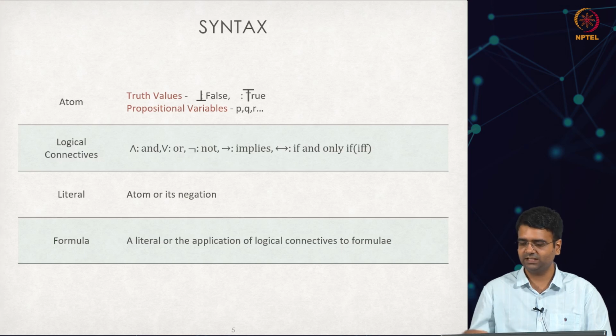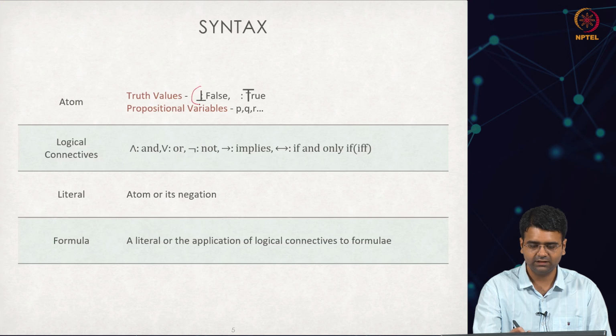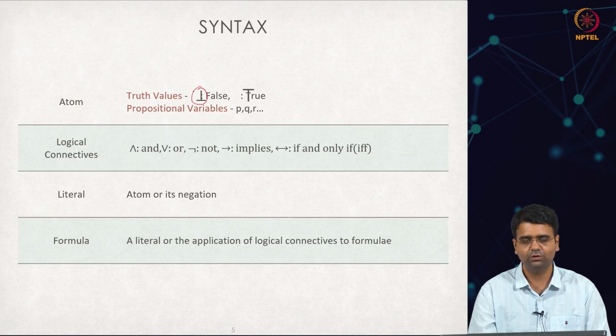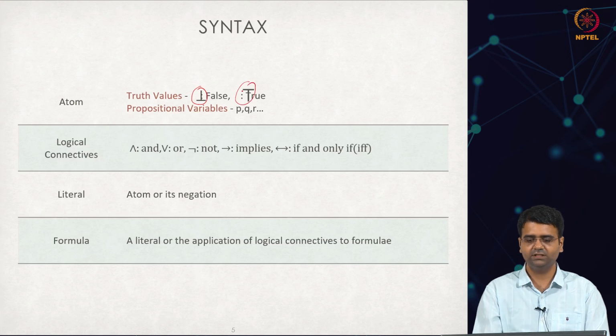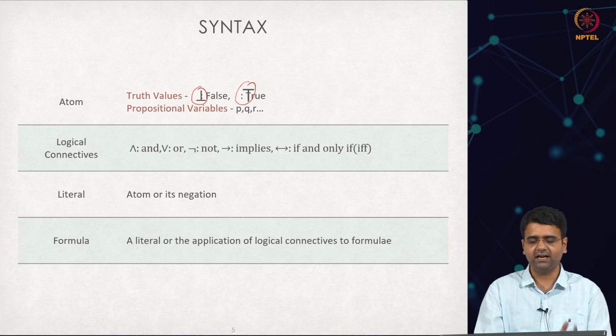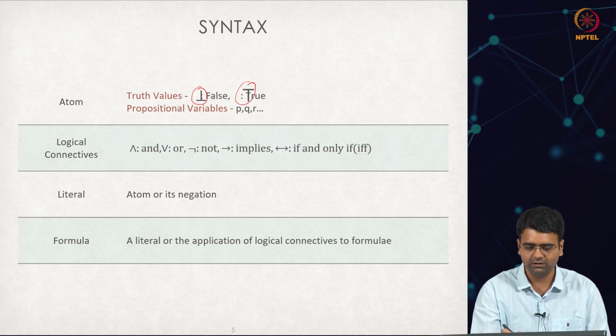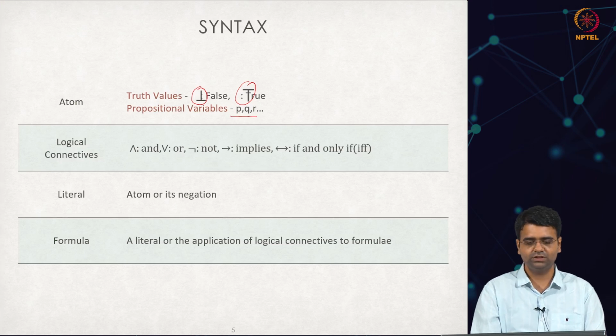We are going to use this symbol bot to represent the truth value false, and this symbol called top to represent the truth value true. So both false and true are atoms. Similarly, every propositional variable is also an atom. We are going to use symbols like p, q, and r for propositional variables.